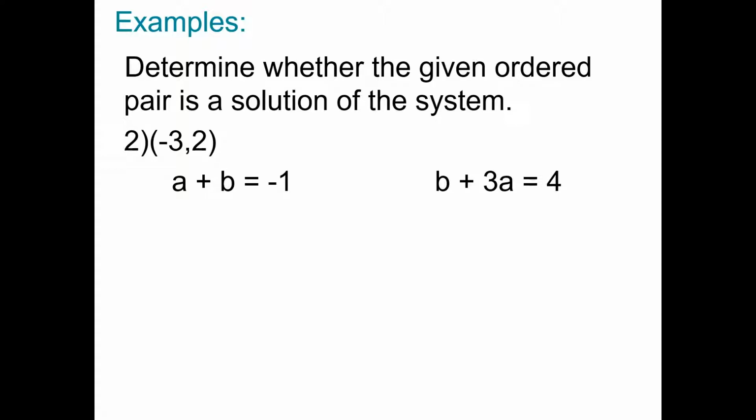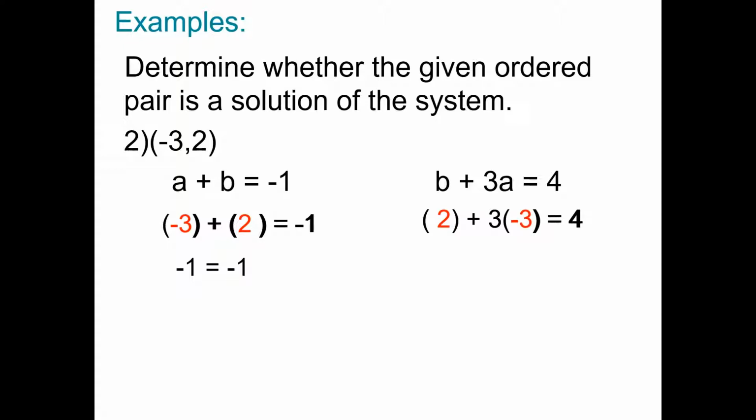Here's another example. This time I'm using a and b, and a and b work the same as x and y. The ordered pair here would be (a, b), because it's alphabetical. And we're going to plug in negative 3 wherever we see a and 2 wherever we see b. So I'm going to use the first equation here. I plug it in. Negative 3 plus 2 is indeed negative 1. No worries. I plug into the other equation.